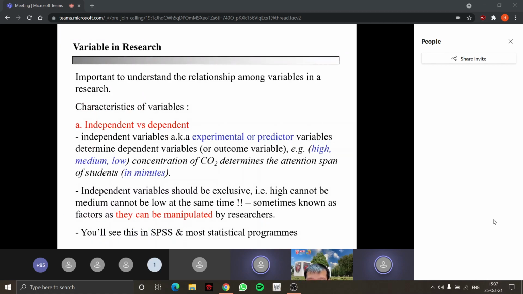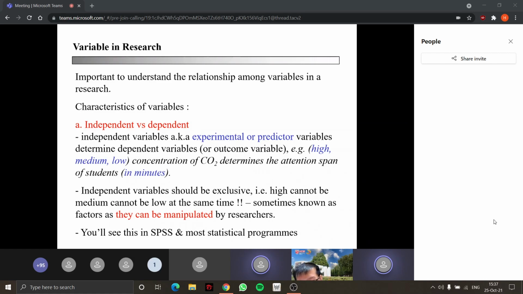Okay, the first characteristic will be whether the variable is independent or dependent. Now, you might think this is menial, but I am saying this because it is a key aspect that you need to understand when you use SPSS later. You put the variables in the wrong places, you may not get any results at all.